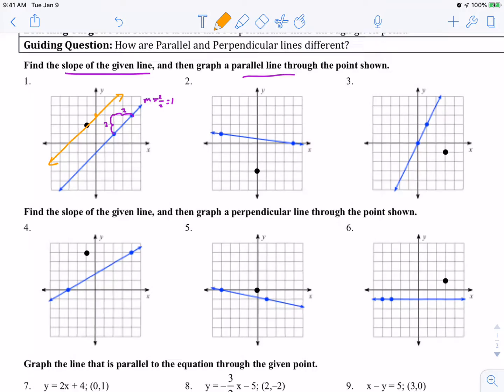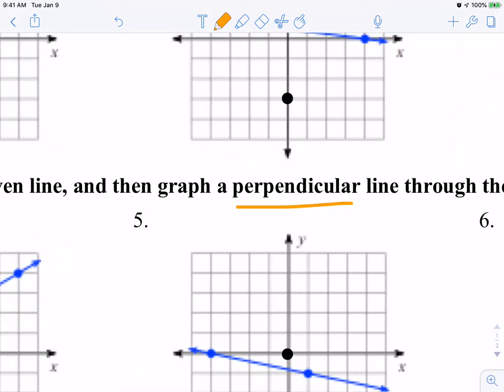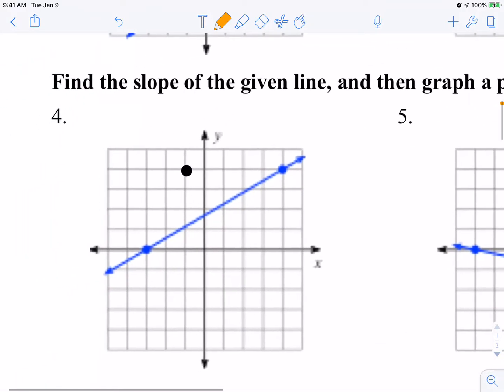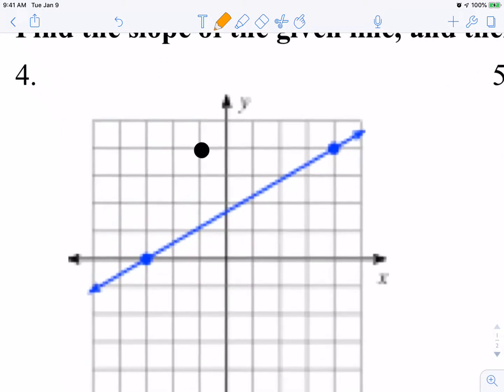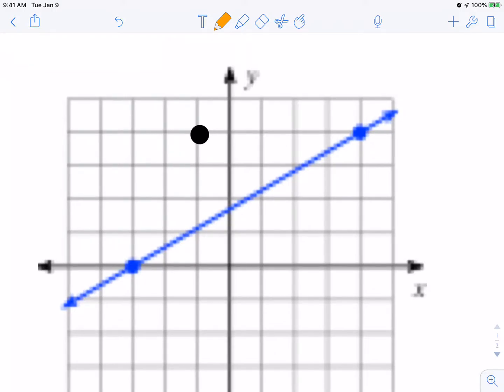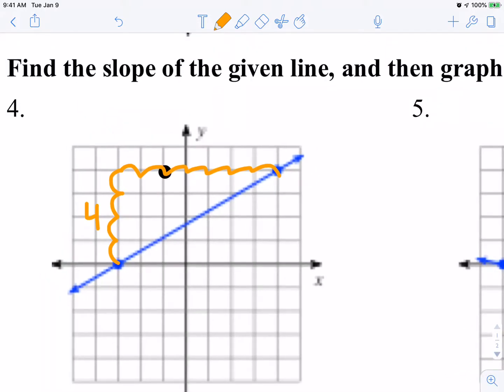For 4, 5, 6, same idea, but this time a perpendicular line. So remember, for a perpendicular line, the slope is flipped. The fraction is flipped, and it's an opposite sign. So plus goes to minus, minus goes to plus. First we need to find the slope of this blue line. I'm going up 1, 2, 3, 4. Then my run is 1, 2, 3, 4, 5, 6, 7. So my slope is 4 over 7.